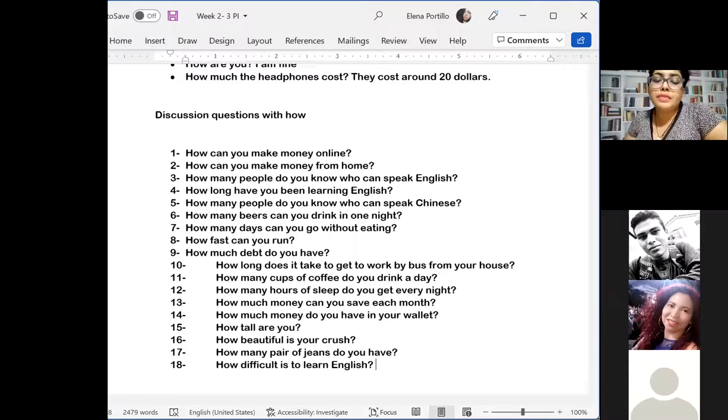How many hours of sleep do you get every night? I think it is not a lot of time to sleep at night, but you have some hours, maybe 1 to 3 hours, 4 hours of sleeping every night.